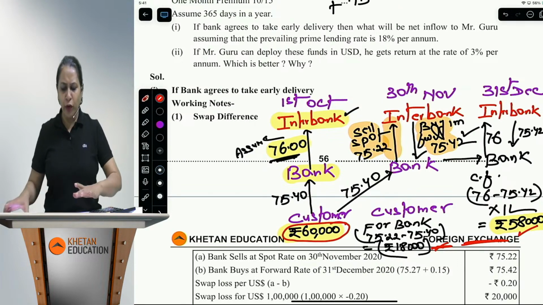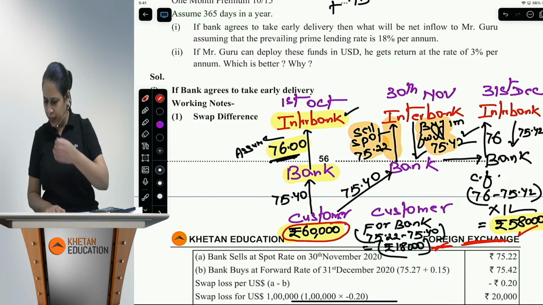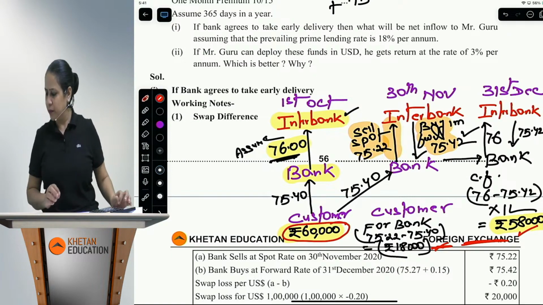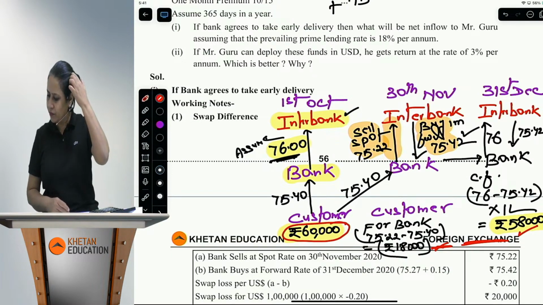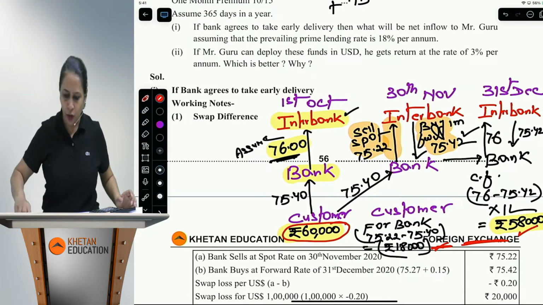Understood, na? So guys, just see the calculation of the institute. You'll be able to manage now. There's nothing very difficult here. Understood, na? Everybody understood. Okay, great.